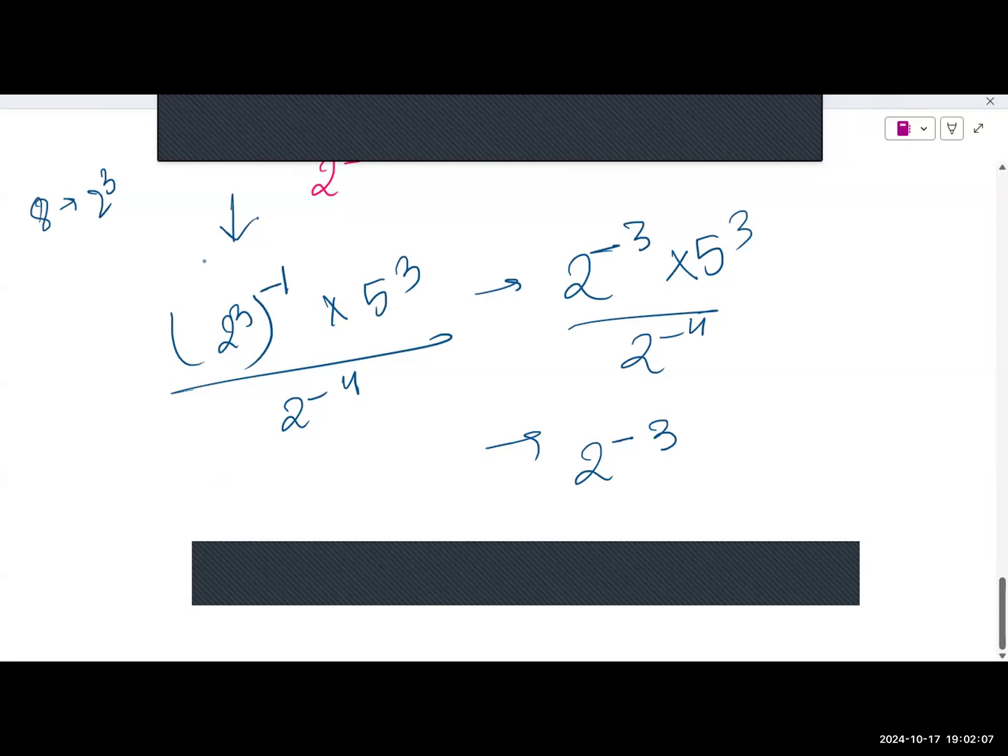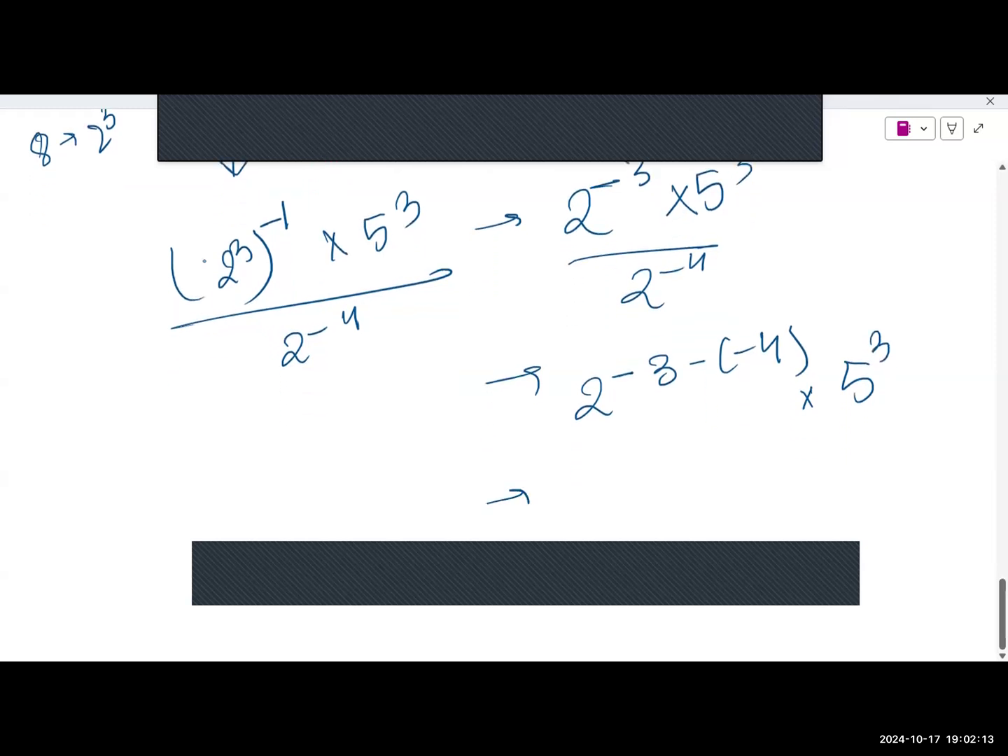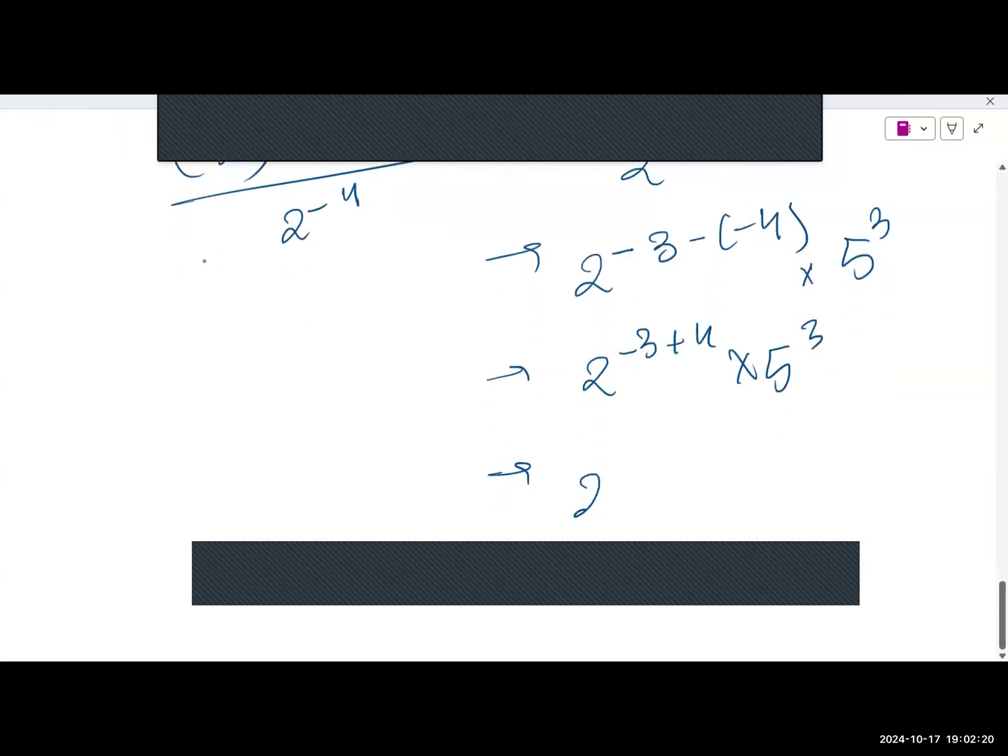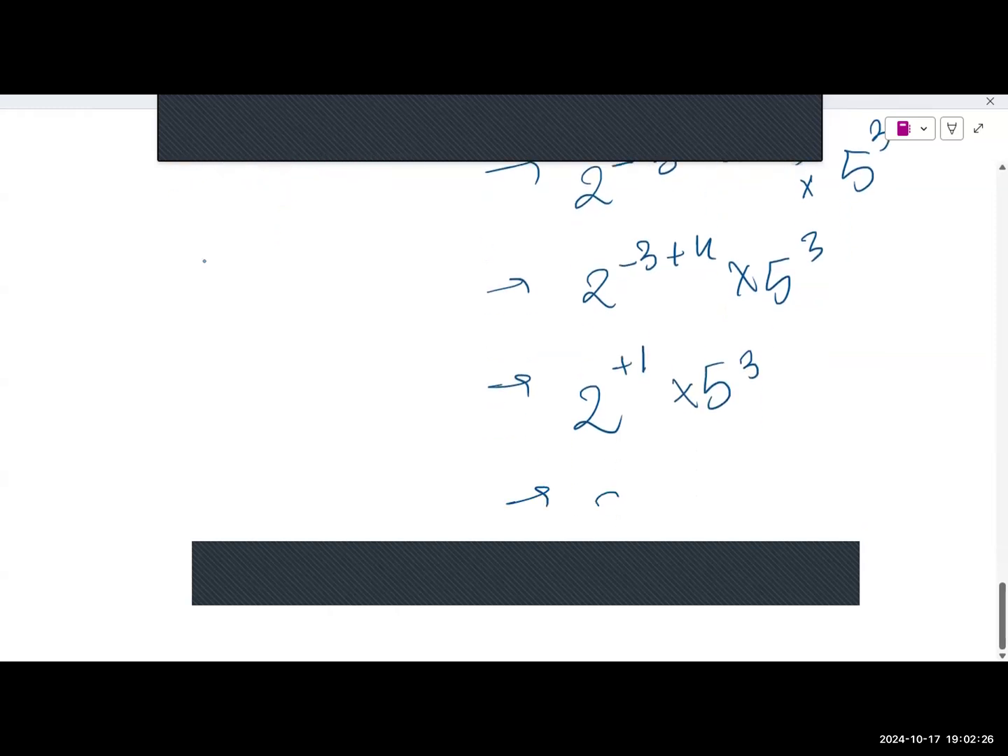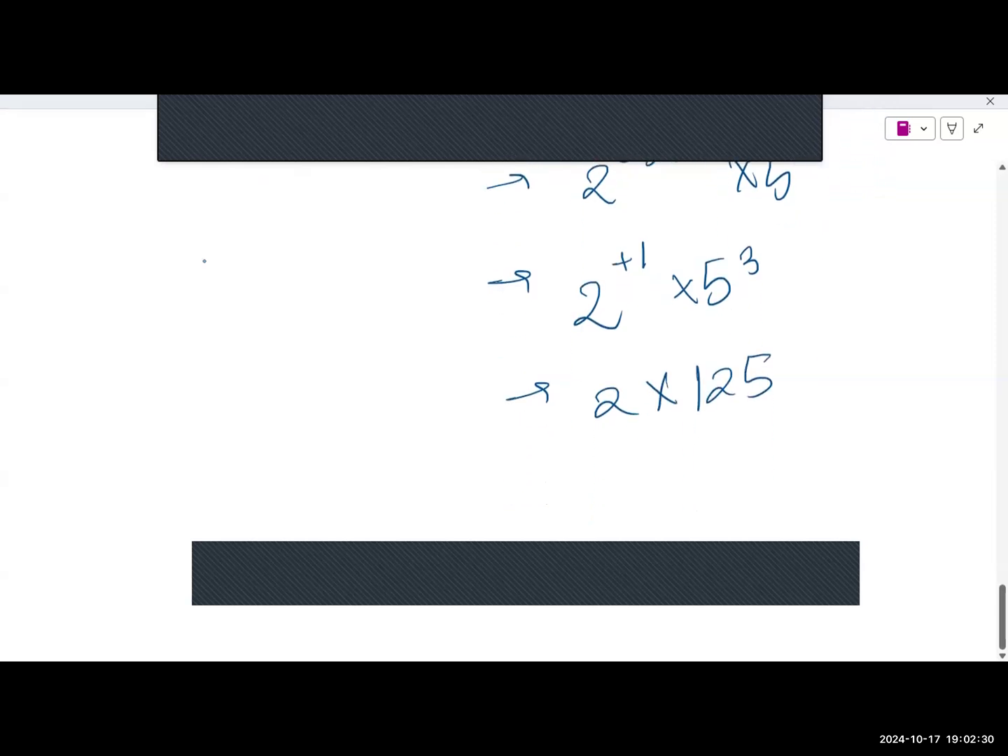We'll have 2 to the power minus 3 minus minus 4 multiplied with 5 to the power 3. Right? So you have 2 to the power minus 3 plus 4 multiplied with 5 to the power 3. So you have 2 to the power, what is minus 3 plus 4? You have plus 1 into 5 to the power 3. Just solve it. You'll have 2 into, what is 5 to the power 3? It's 125. So 2 into 125 is 250.